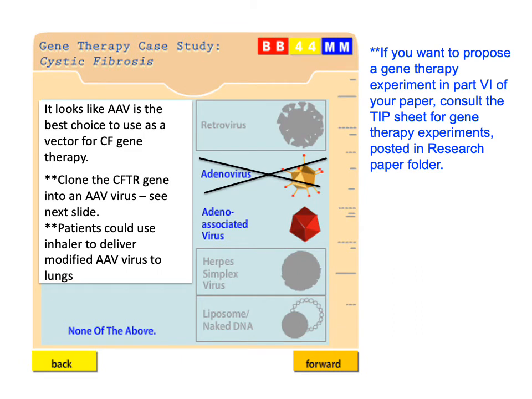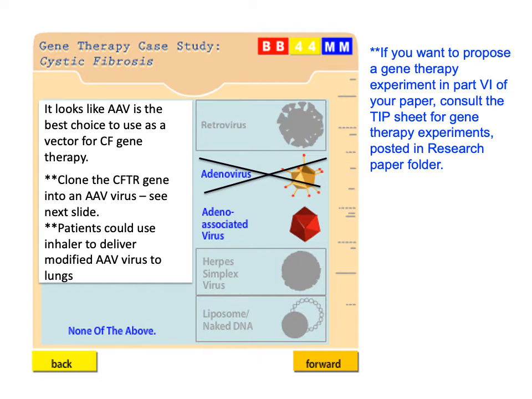So the next steps would be to clone the CFTR gene into an AAV virus, and on the next slide I have a picture of how that would look. Then patients could potentially use an inhaler to deliver the modified AAV virus that contains the wild-type CFTR gene to their lungs. If you want to propose a gene therapy experiment in part 6 of your paper, make sure to consult the tip sheet for gene therapy experiments that's posted in the research paper folder. It'll help walk you through and make sure that you're including all the information that's needed.